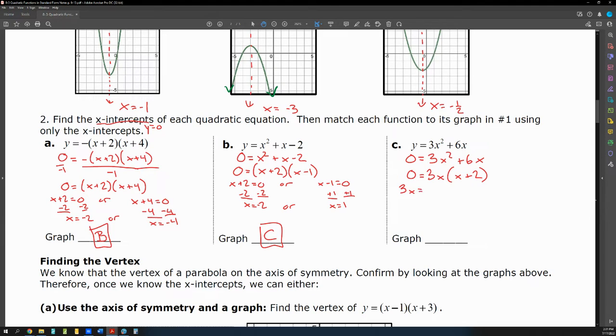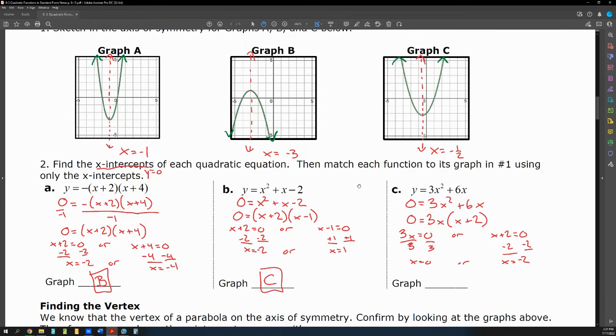Using the zero product property, we can set each factor equal to 0. So I get 3x is equal to 0, or x plus 2 equals 0. Solving the first equation, we get x is equal to 0, or the second equation, we get x is equal to negative 2. Now the graph that corresponds with this, yes, you guessed it, is graph A.